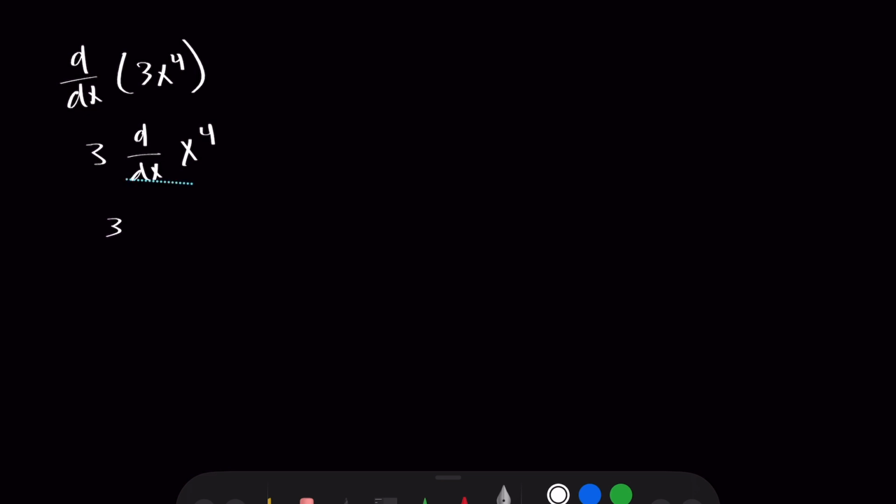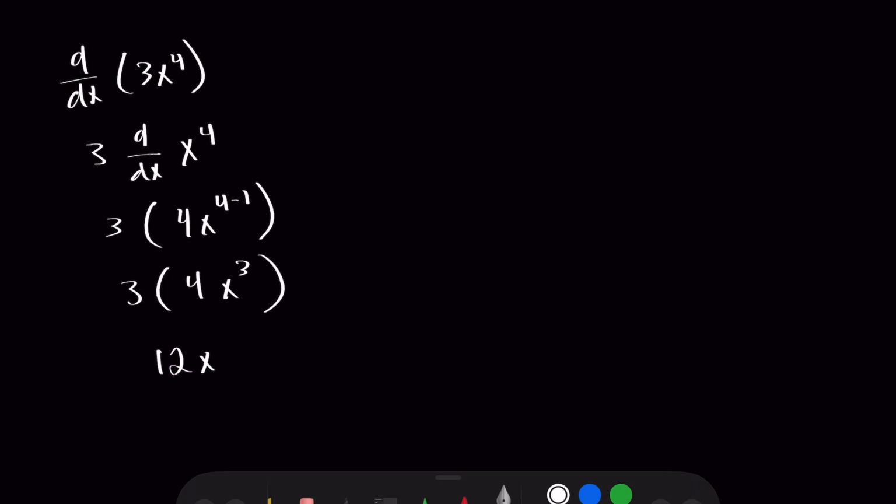And we know how to do that using the power rule. So we're going to have 3 times 4x to the power of 4 minus 1. So that is just 3 times 4x to the third power. And then we multiply the 3 back with the polynomial here. And we're going to get 12x cubed as our derivative of 3x to the fourth power.